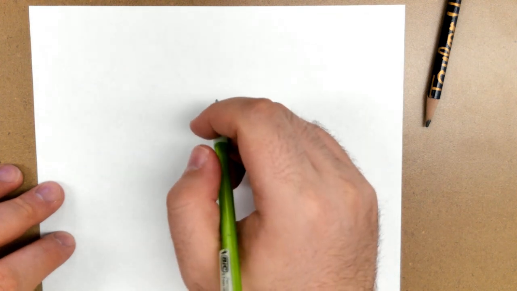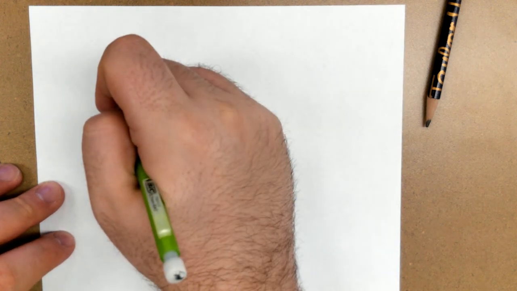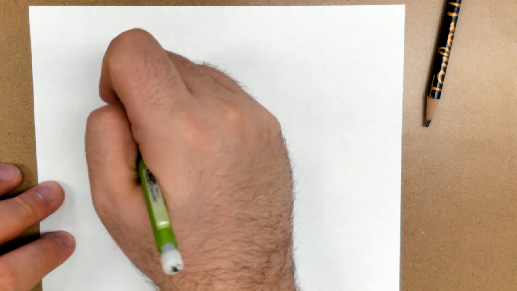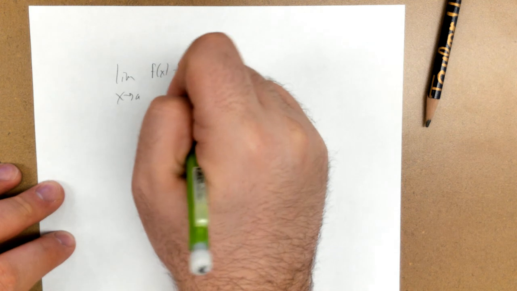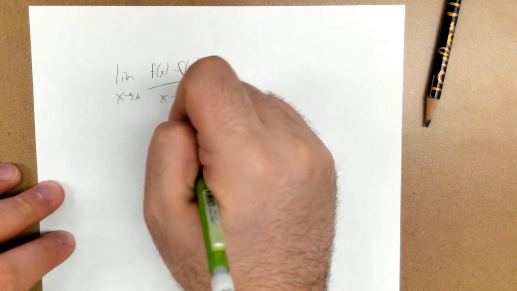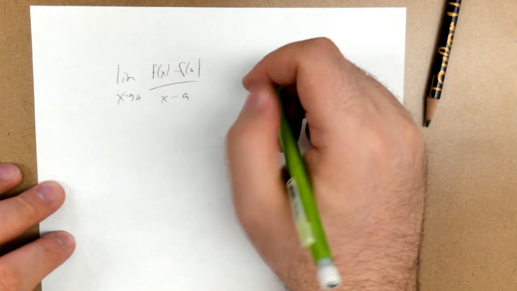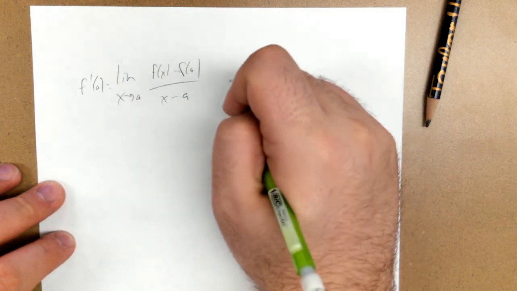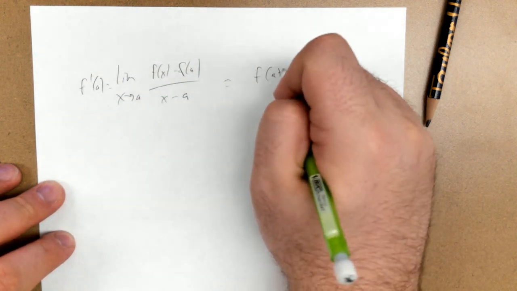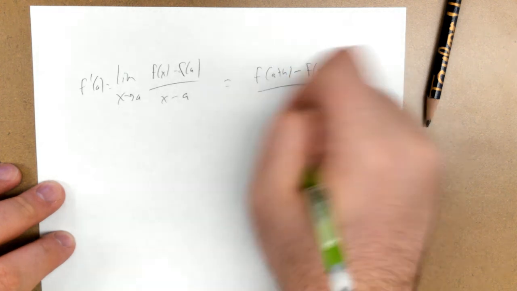So I'm going to pick a couple problems to do, and I can use two definitions, right? A minute ago I just used this one, f of x minus f of a over x minus a. So that's one way to show the derivative. This is f prime of a. Another way to do it is f of a plus h minus f of a over h.